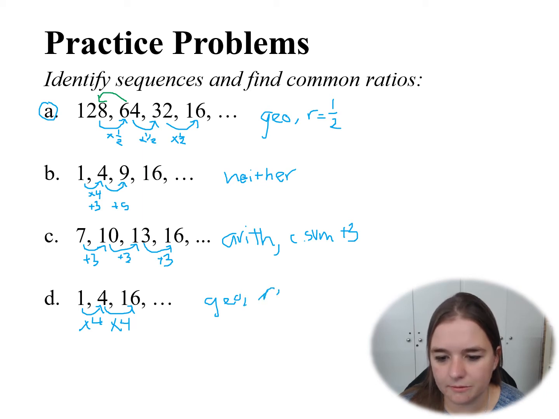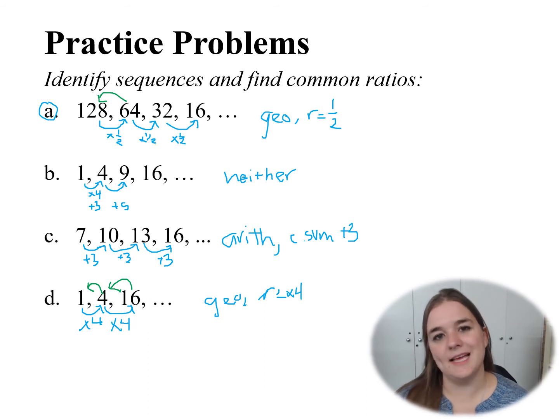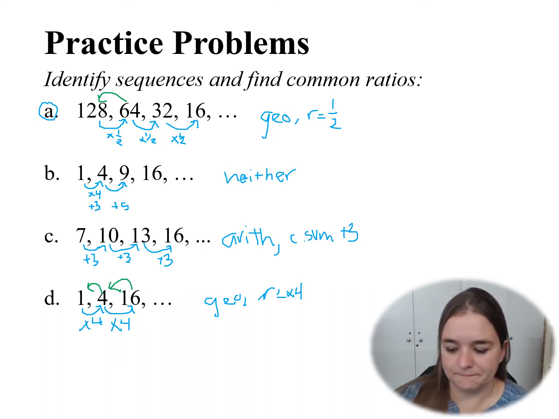R equals times 4. To do that, I could take that second term and divide it by the first. So 4 divided by 1 is 4. 16 divided by 4 is 4. You can work forwards or backwards to recognize how those numbers are changing.